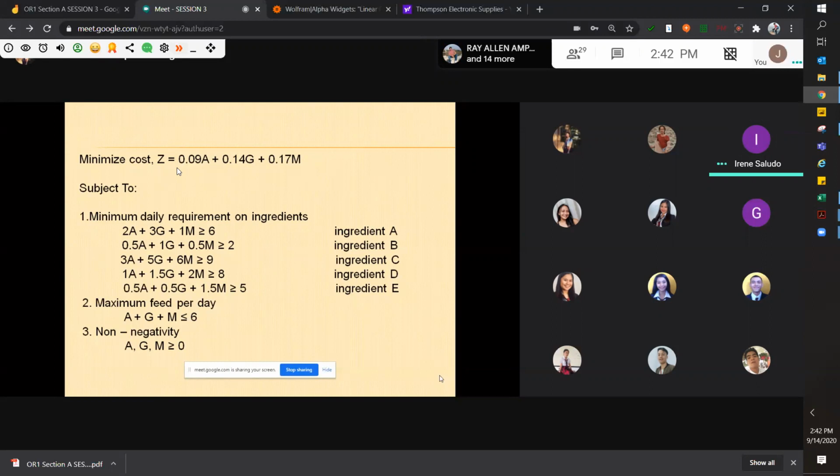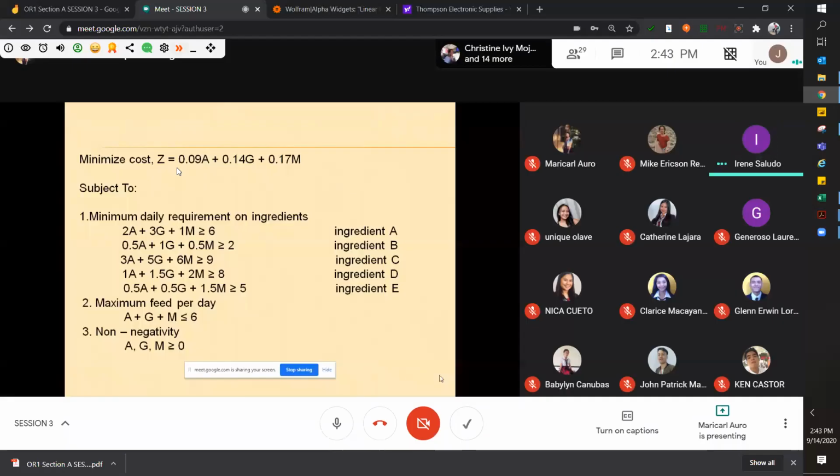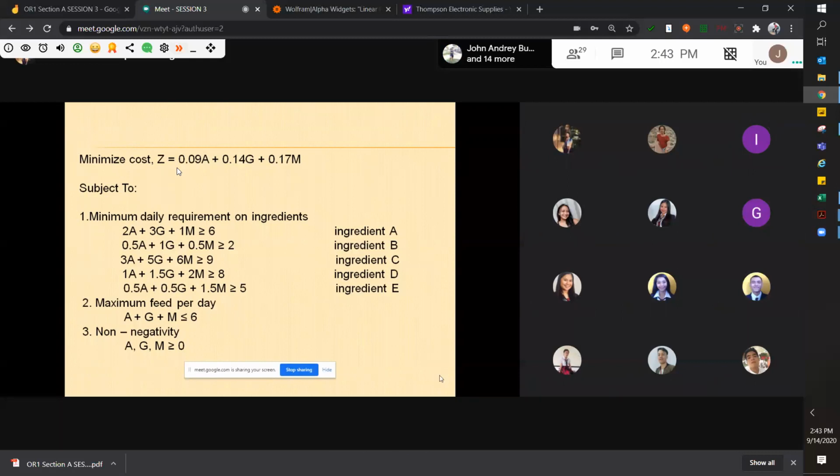Para daw mag-function yung kabayo, kailangan ay hindi lalampas ng 6 pounds. Ano? Tama po ba? Yung combined load. Combined feed. Okay, and then the negativity, wala namang problema dyan. Tama ba? Questions?